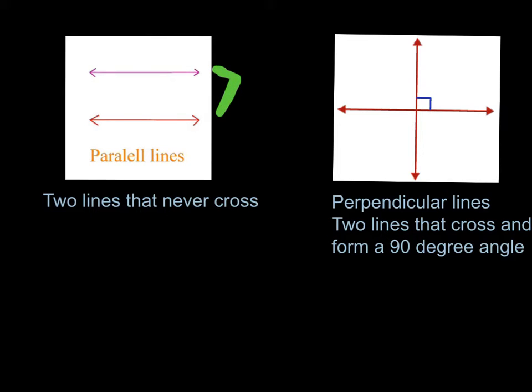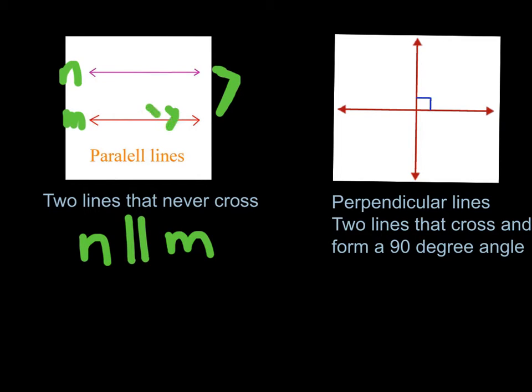The way parallel is written would, let's say this line is called M and this line is called N. So we would say N is parallel to M. So those two lines right there stand for parallel. Also, you might see little arrows on the line, like two little arrows. That means that those two lines are parallel to each other.